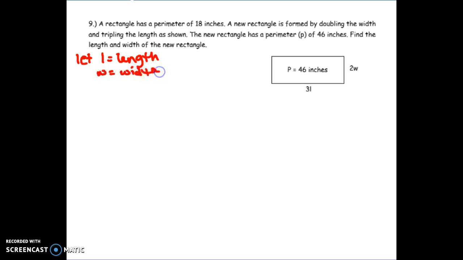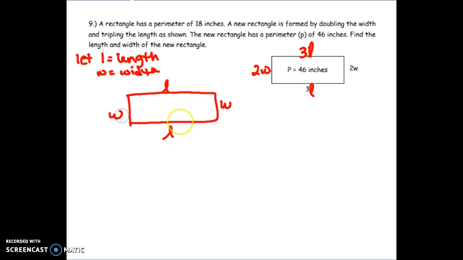The first one shows us they have a perimeter of 18 inches. If a rectangle has a perimeter of 18 inches, that means if I have my rectangle with my length and my width and I add up all the sides, I'm going to get 18 inches. So 2 times my L plus 2 times my width is going to be equal to 18.